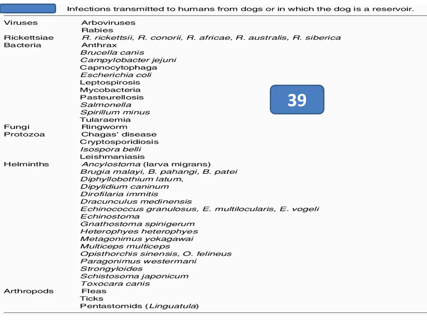This table shows infections transmitted to humans from dogs or in which the dog is a reservoir. There are 39 diseases. Please print and use. Dogs can transmit many diseases, not only rabies.